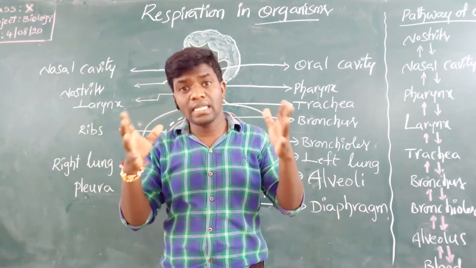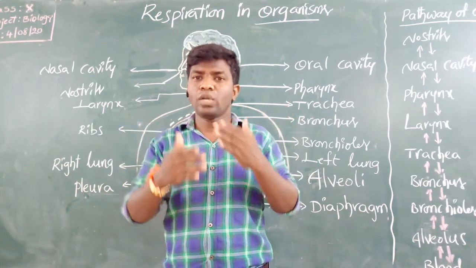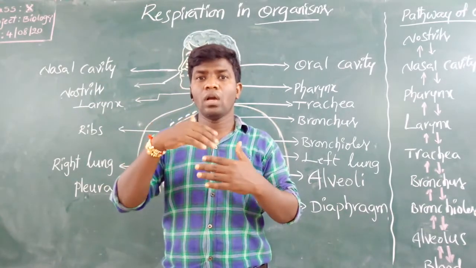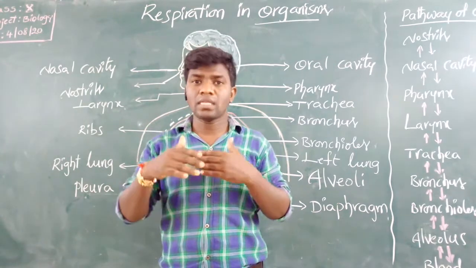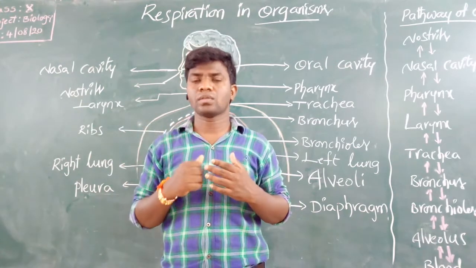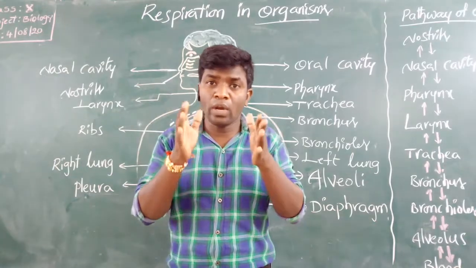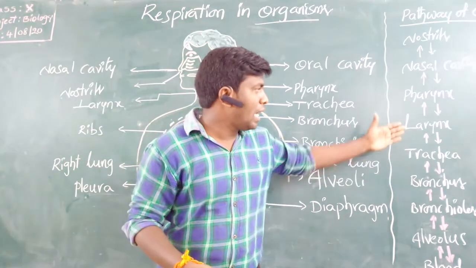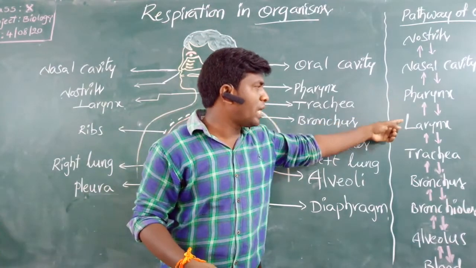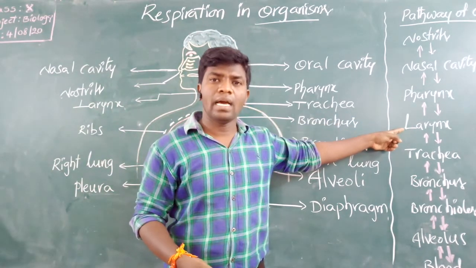The pharynx is one of the regions behind the nose and the mouth, leading into the throat. Okay, clear? The lower portion of the pharynx leads to the larynx.